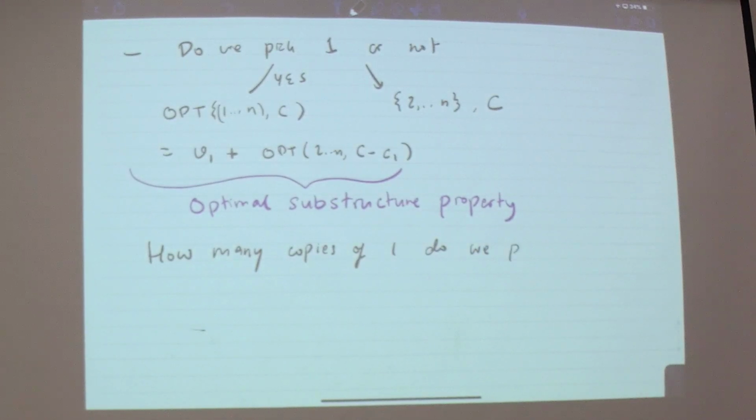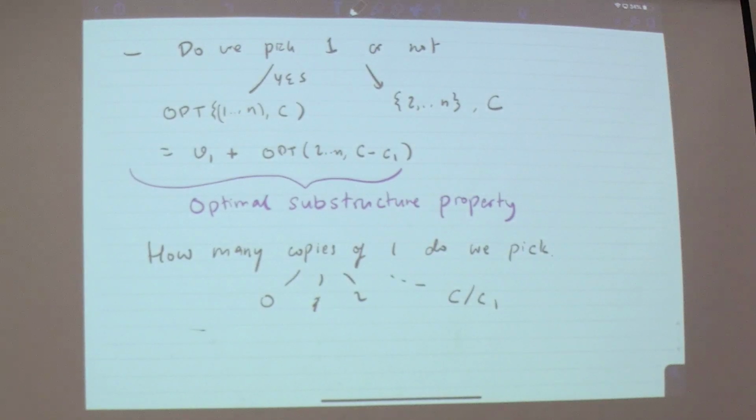So can we give an upper bound on how many copies of 1 we could possibly end up picking in any solution? How many would that be? I would have C divided by C1. C divided by C1, right? So the number of choices of picking the first element is basically 0, 1, 2, up to C divided by C1, right?